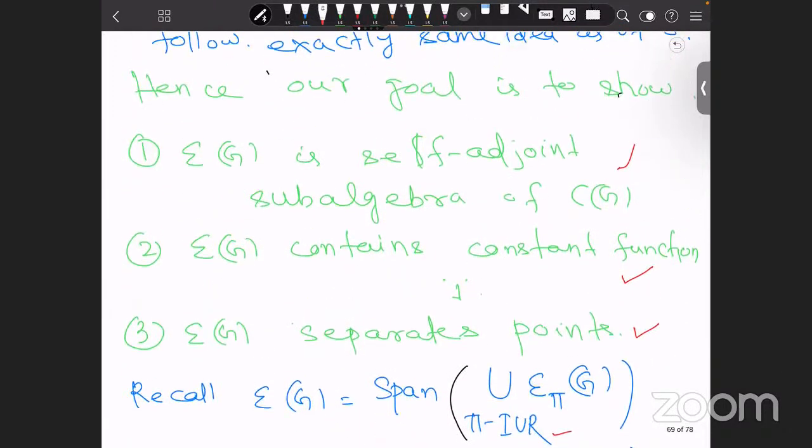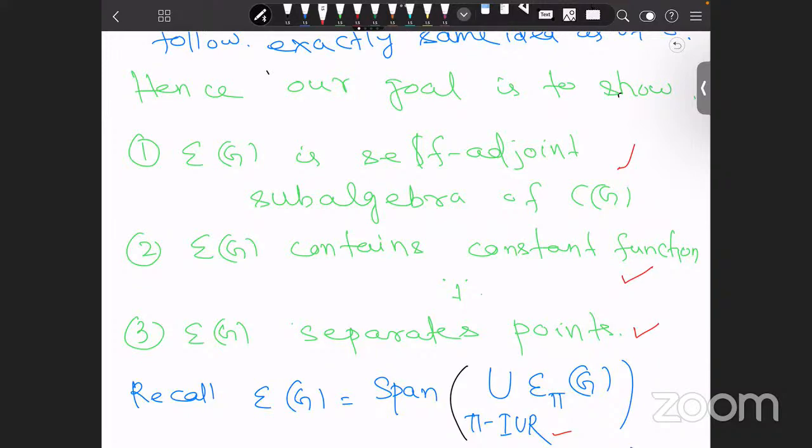Okay. So, I hope my goal is really clear to all of you. Now, what do you do? Okay, we will pick up one by one. So first, we will show that EG is a self-adjoint subalgebra of ECG.